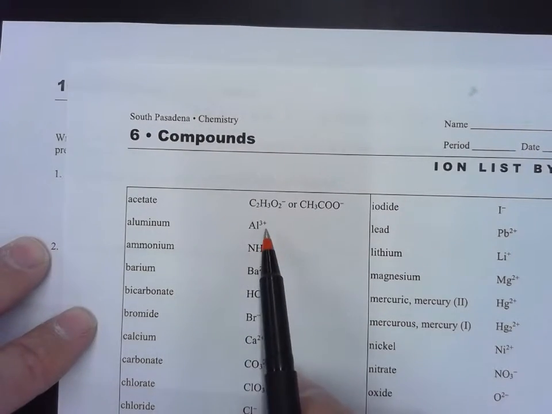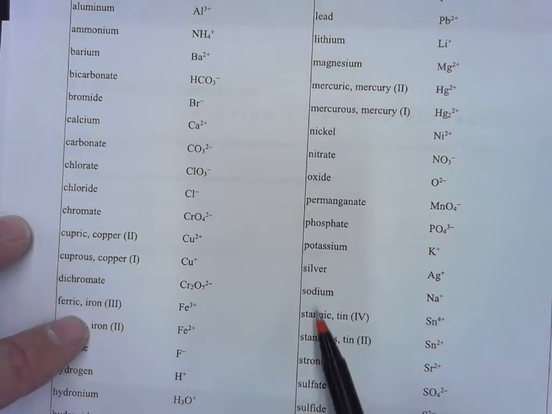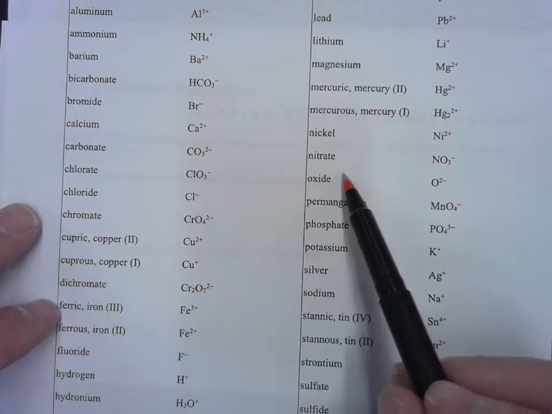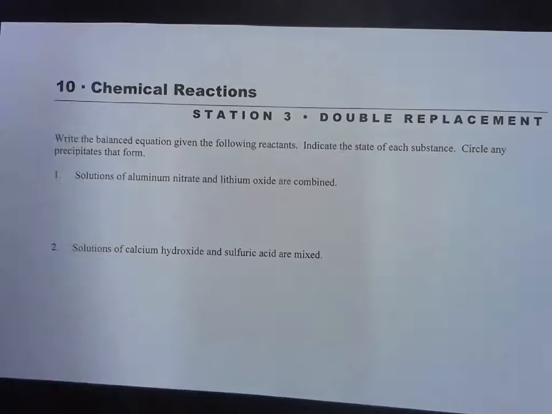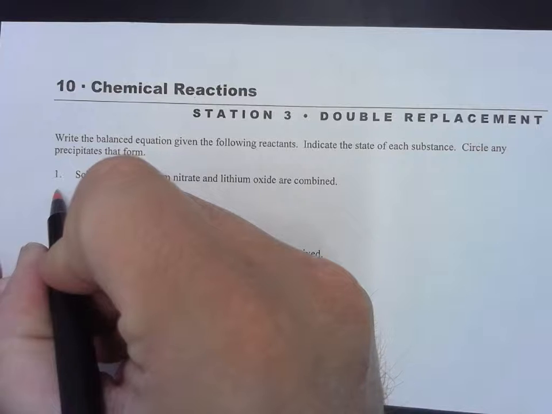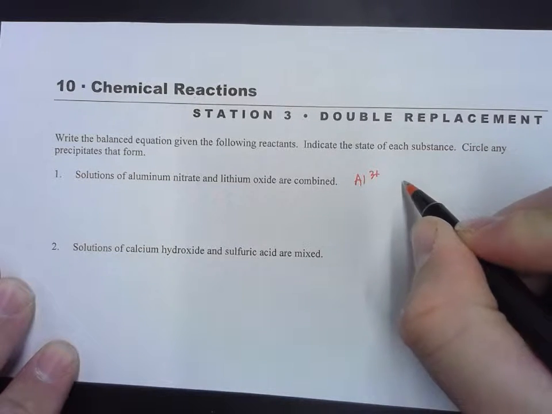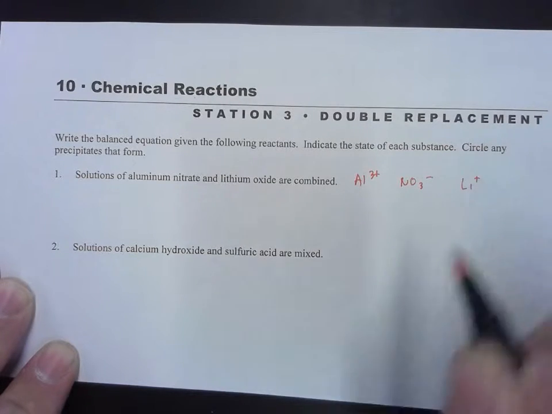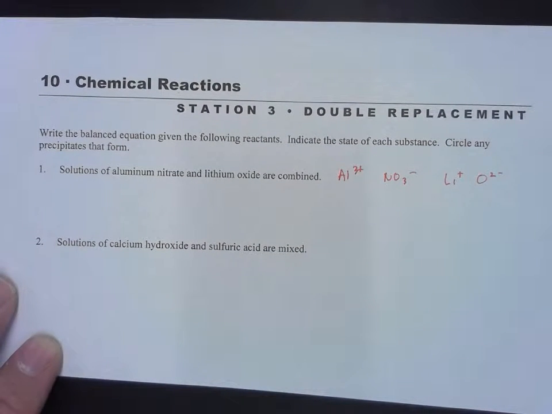Aluminum 3+, nitrate is -1 if I can find it. Where are you, nitrate? There you are, NO3 minus. Okay. So aluminum nitrate, let's just write out the ions real quick. Aluminum is 3+, nitrate NO3 minus, lithium is +1, and oxide is -2. Those are all the ions that are going to be used in this reaction.